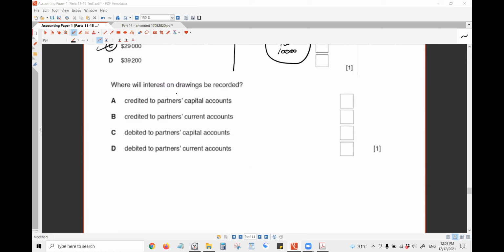Where will interest on drawing be recorded? Yeah, you have to memorize everything. You can memorize by doing more questions, meaning more practices, so that you can get familiar with it. Memorizing, I don't mean that just look at the notes, then you can immediately remember. No such thing. You can look at the notes for multiple times, then you can remember. That's one way. Another way which I prefer is you keep doing questions, then you can get familiar.